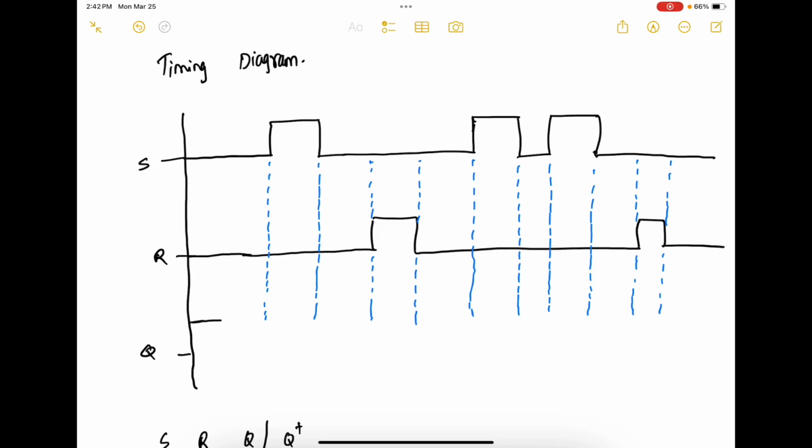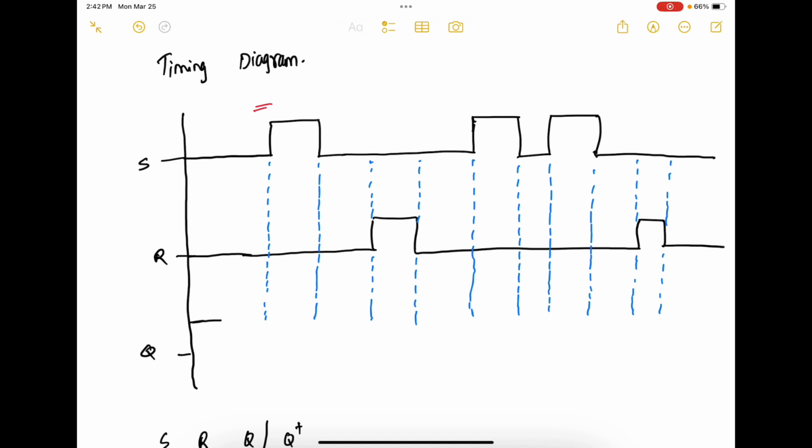Let's take an example to better understand how an SR latch works. So this is a problem on timing diagram. Initially, the value of S is 0, and after a certain point of time, it changes to 1, and then it goes down to 0, and then goes to 1, 0, and 1, and so on.